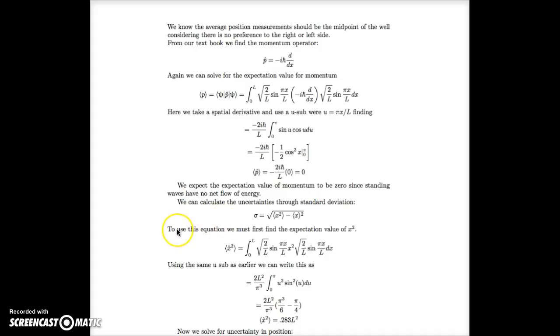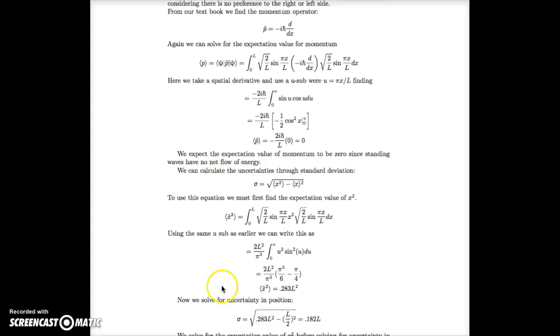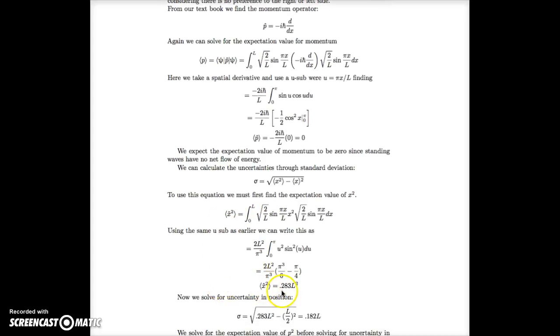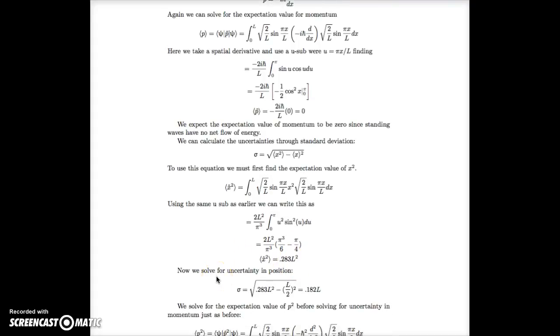In order to use this equation, we first must find the expectation value of x squared. So that is simply shown here. And then using the same substitution as earlier, we solve that the expectation value of x squared is 0.283 L squared. Thus, we can plug back into our standard deviation formula to find that the uncertainty in position is 0.182 times L.